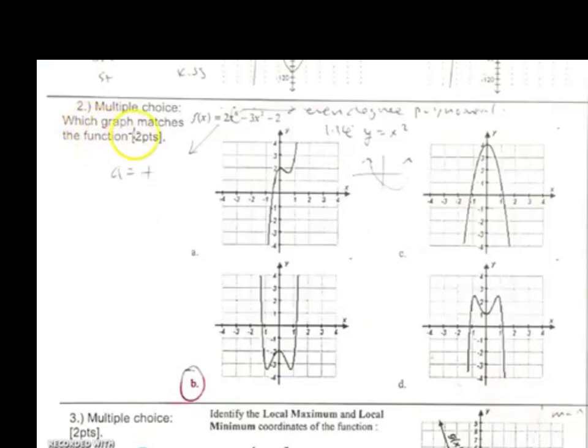Question number 2, which graph matches the function? So I have f of x equals 2x to the 6th minus 3x squared minus 2. Written in descending order: x to the 6th, x to the second, x to the 0. So I'm just looking at the exponents for descending order. And then the highest degree there is a 6. 6 is even. It's an even number, right? Divisible by 2, no remainder.